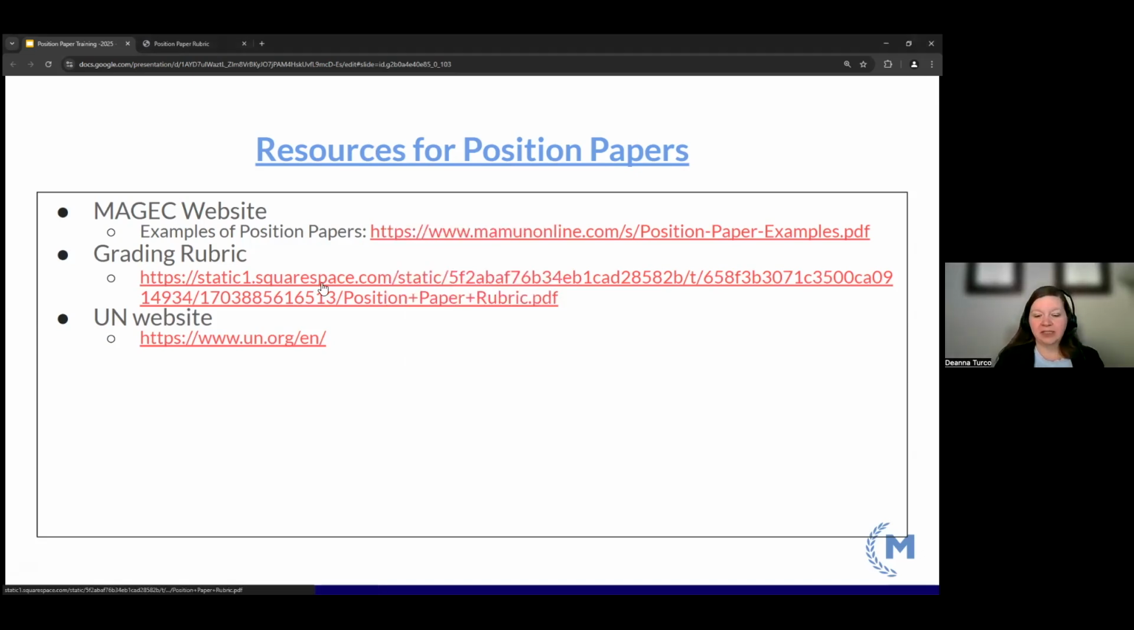Because there are different committees, different agencies, all sorts of different resources that you will be able to find through the UN website. There's also the news arm of the UN website, which has press releases. It has release reports from the Secretary General, things like that, that you can find in there as well.